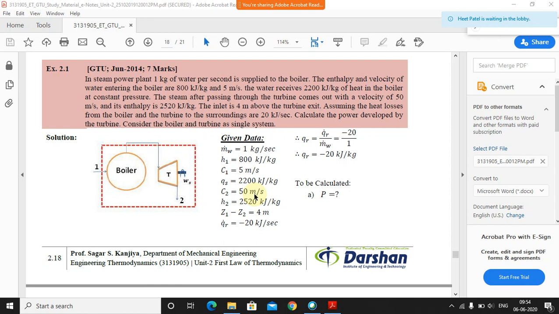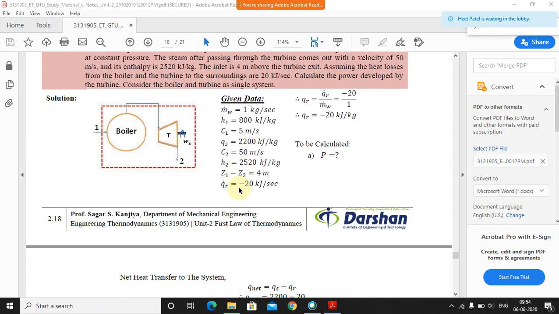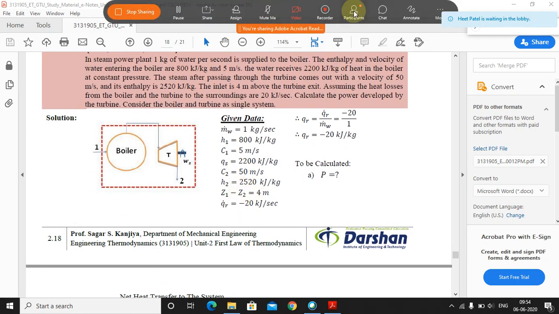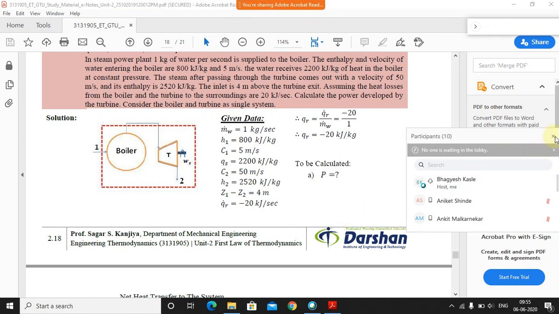Now in this case what they have stated, you can consider it as a same system. So boiler and turbine both are the same system over there. Okay, fine. So we'll try to understand, but first of all we'll try to figure out all the data. So what is given in the problem, everything we'll try to find out.